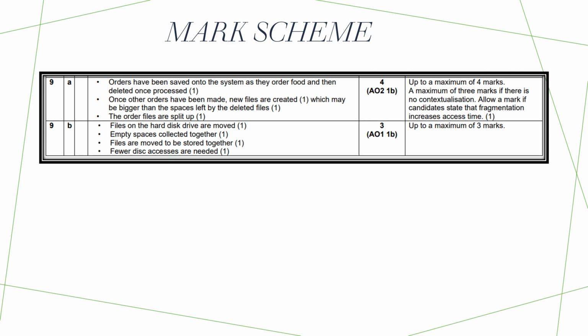For 9b, it says how can this actually help? So what does defragmentation do? If you explain the process, you can get 3 marks. So files on the hard disk are moved. They group all of the empty spaces together. They move the files to be stored with other similar files, and therefore you need to access the disk less times. Essentially, it's a faster access of the files. So check your marks for this. It's out of 7 for 9a and b, and then we can move on.